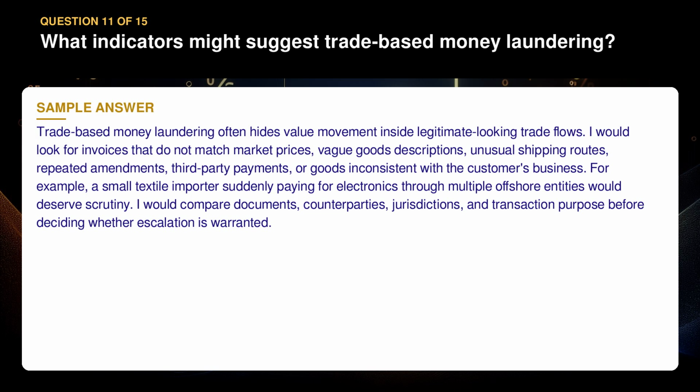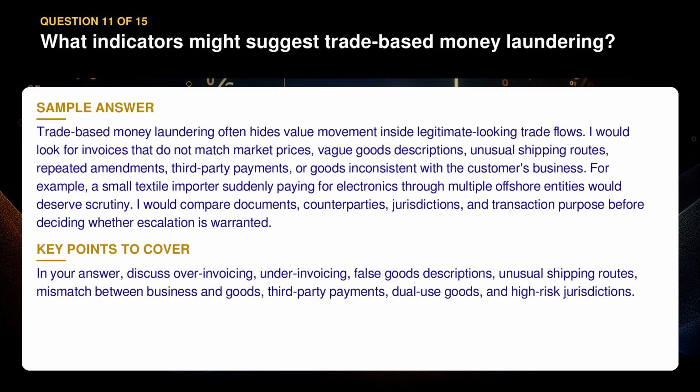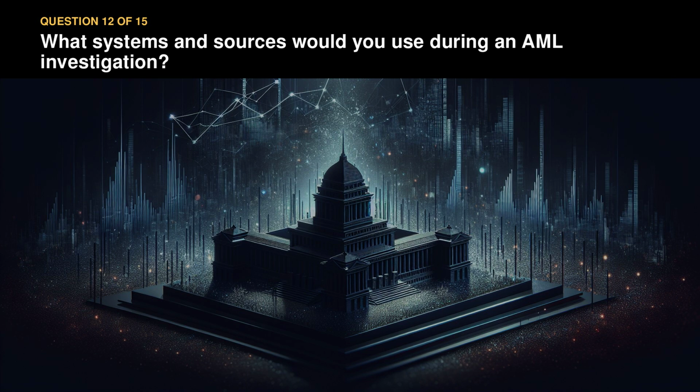For example, a small textile importer suddenly paying for electronics through multiple offshore entities would deserve scrutiny. I would compare documents, counterparties, jurisdictions, and transaction purpose before deciding whether escalation is warranted. In your answer, discuss over-invoicing, under-invoicing, false goods descriptions, unusual shipping routes, mismatch between business and goods, third-party payments, dual-use goods, and high-risk jurisdictions.